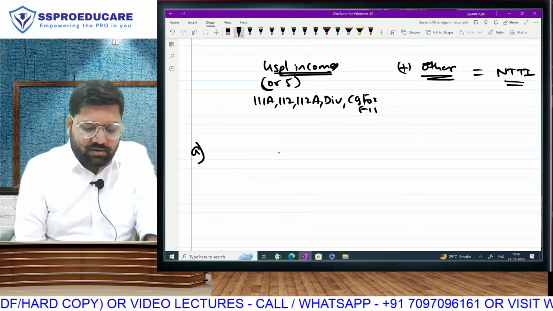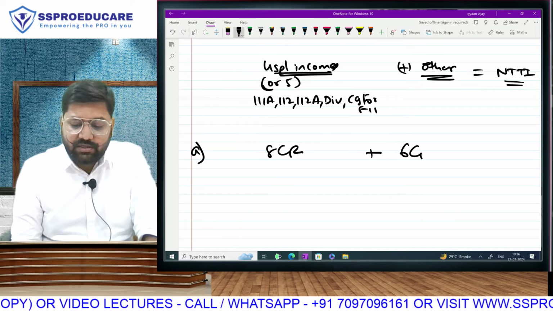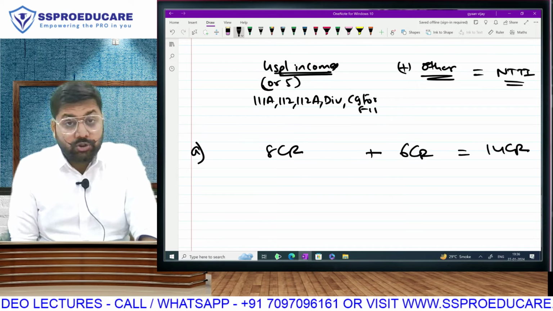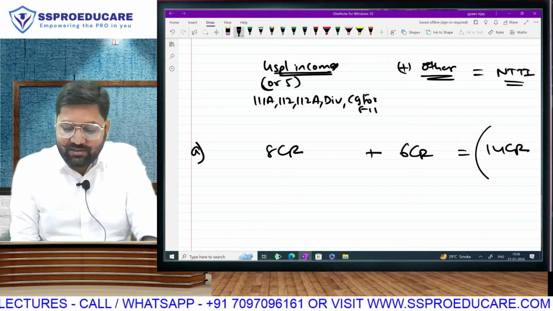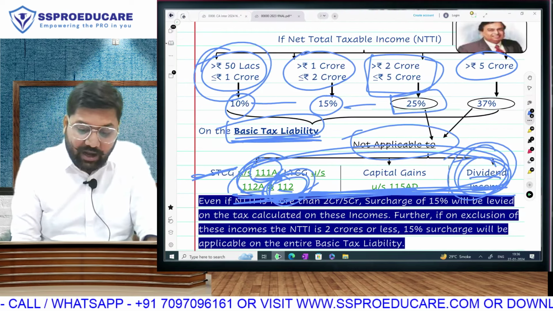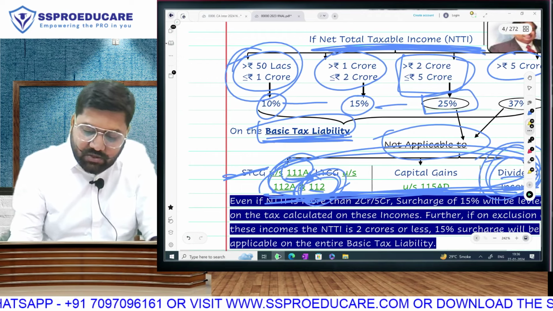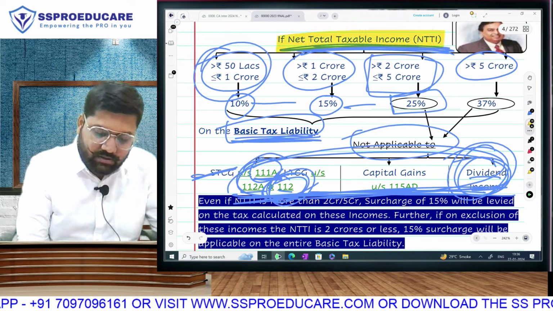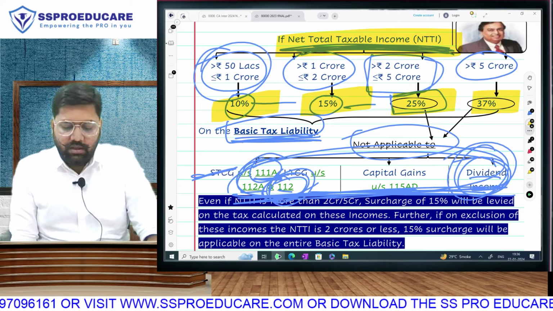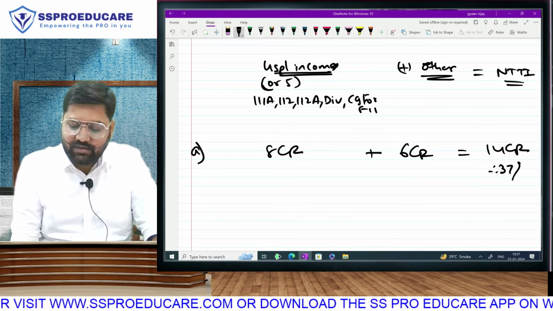Supposing I have got 8 crore special incomes and I have got 6 crore other income. So my net taxable total income is 14 crores. So I fall in 37% because here I have to check. This is the amount on the basis of which I will decide which out of the 4 surcharges is applicable. If my total is 14 crore, therefore ideally my answer is 37%.